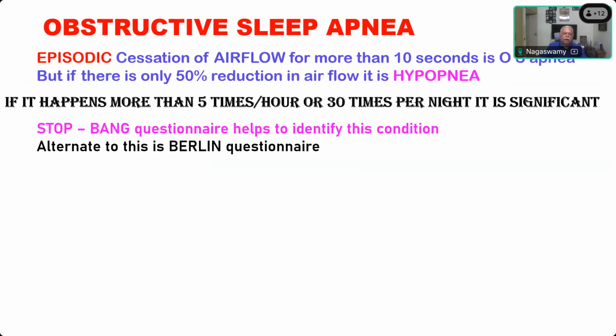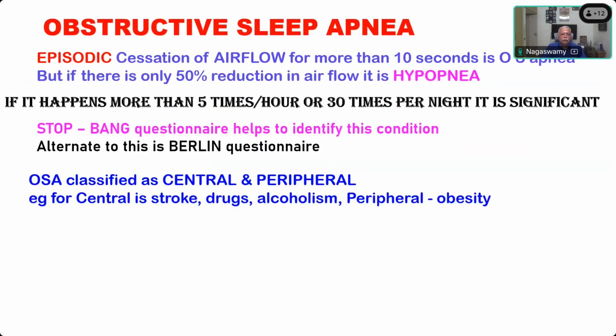And based on that severity, what is the most important investigation to confirm your diagnosis of OSA? Polysomnography. Overnight polysomnography was the test being done. So it is classified as central and peripheral. Central happens in patients with stroke, hemiplegia, hemiparesis, or because of drug overdosage or alcoholism. And peripheral obstructive sleep apnea is very commonly seen in obese patients.